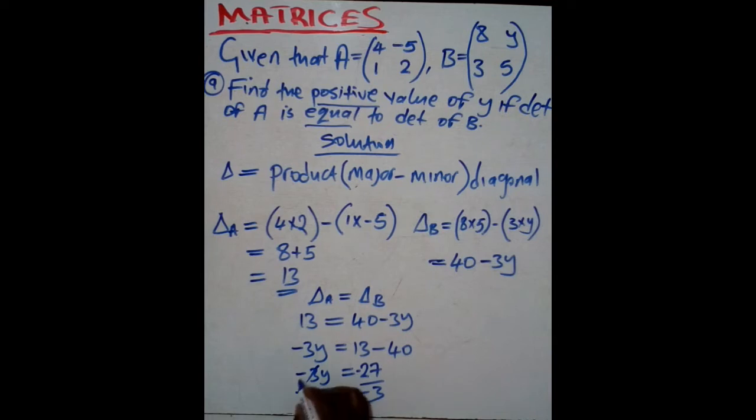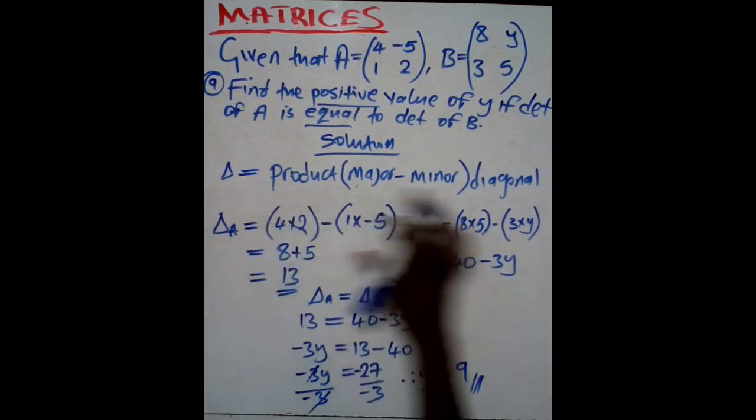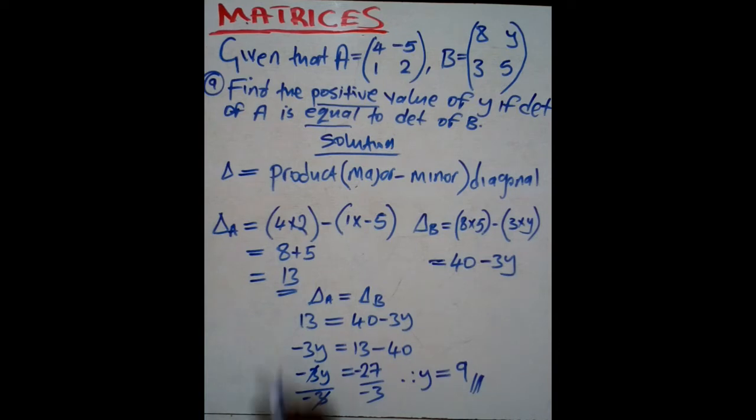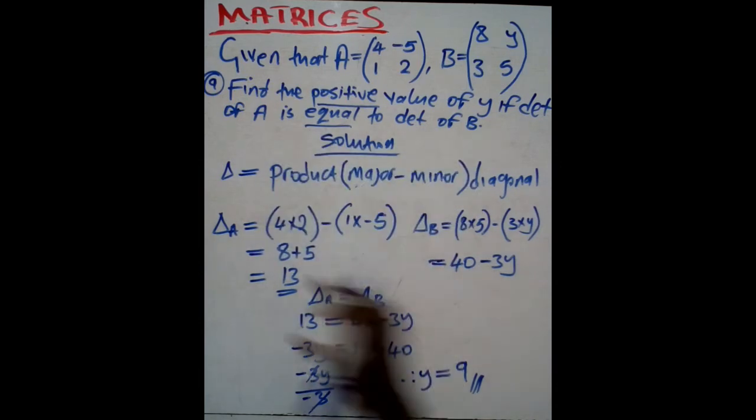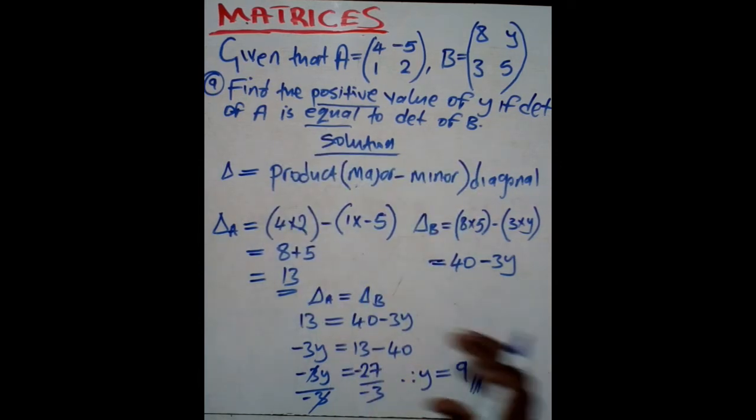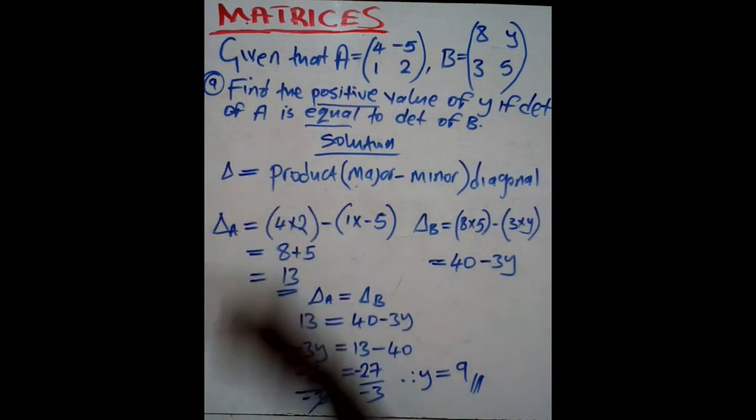Negative divided by negative is positive, or the negatives will cancel. Either way, the answer will come out as 9. What we have found here is the positive value of y. So the key is that you should know how to find the determinant of a 2 by 2 matrix by using that formula. Then understand equal determinants: you find the determinants independently and equate them. After equating them, make y the subject of the formula. So this is how we answer part A of this question.